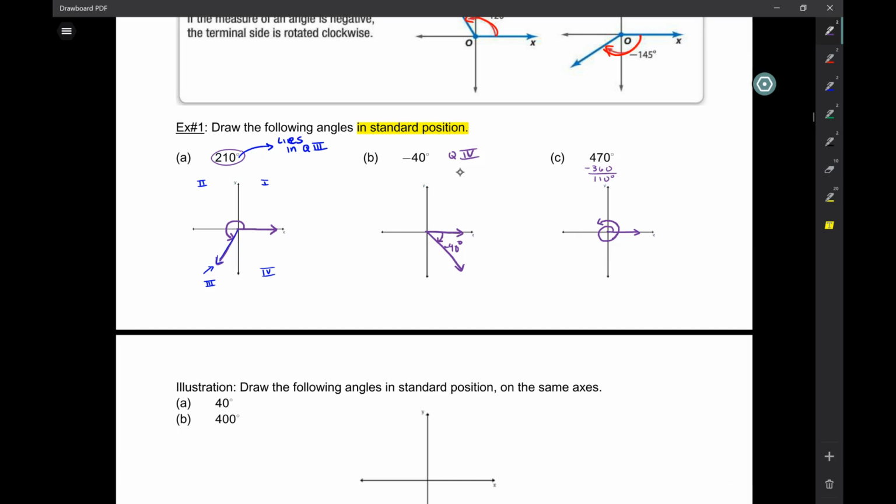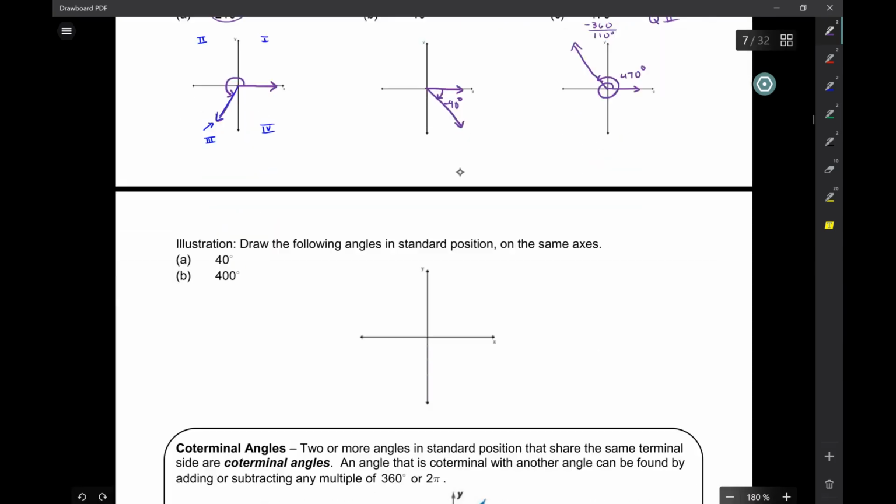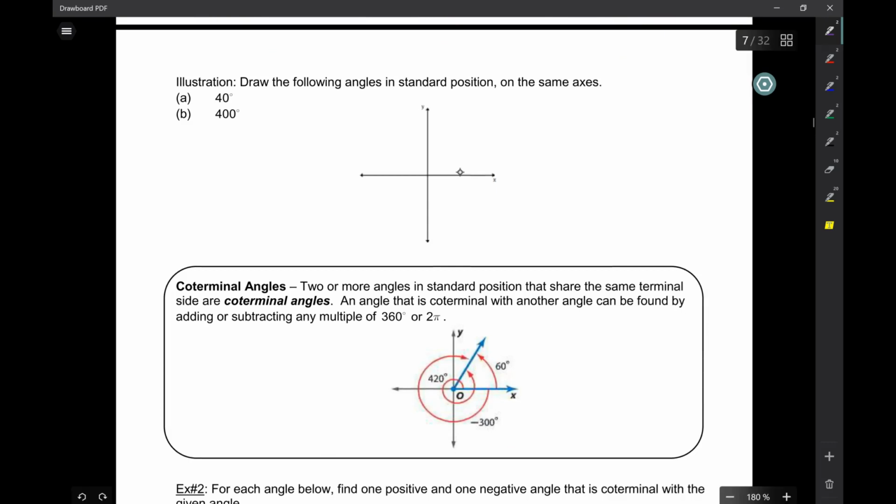And again, you need the arrow because I need to know the direction in which you rotated. So that is an angle of 470 degrees. You can see that it lies in quadrant 2. Okay? All right, so now that we've done that, we're going to do a little bit of an experiment here, an illustration. We're going to draw the following angles in standard position on the same axes, right? You might already be able to guess what's going to happen, but we're going to do it anyway. Don't ruin it for anybody.